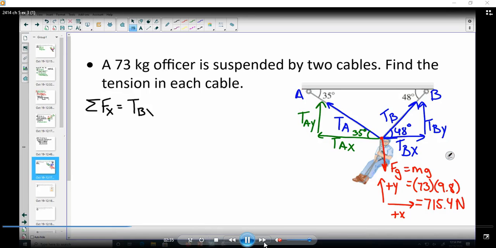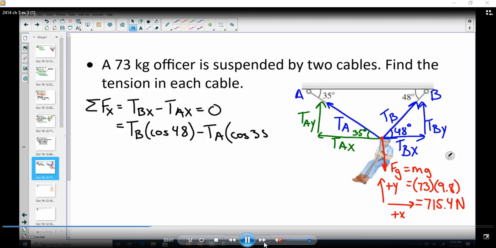Now we're going to set up our two equations, starting with the x dimension. To the right is positive, then we have TBx minus TAx, and that should be equal to 0. We can then use the angle to substitute for the component. And then we can use the decimal values for the cosines of the angles to find coefficients.